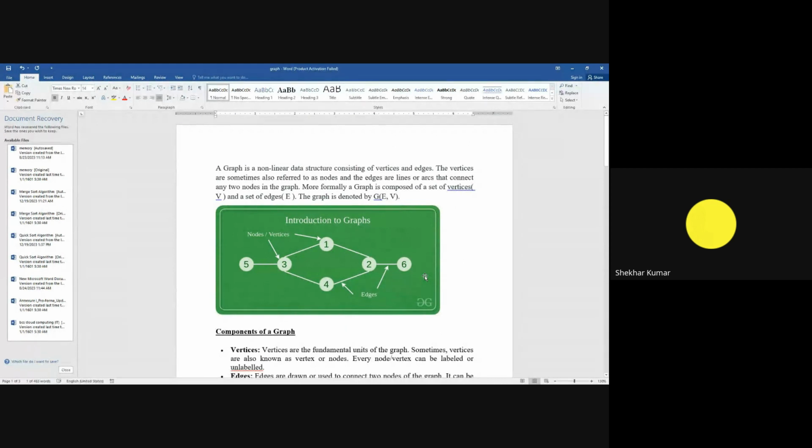Now we will discuss Prim's algorithm. Is there any question regarding this graph, spanning tree, or minimum spanning tree? Okay. Next, we will. Yes, tell me.